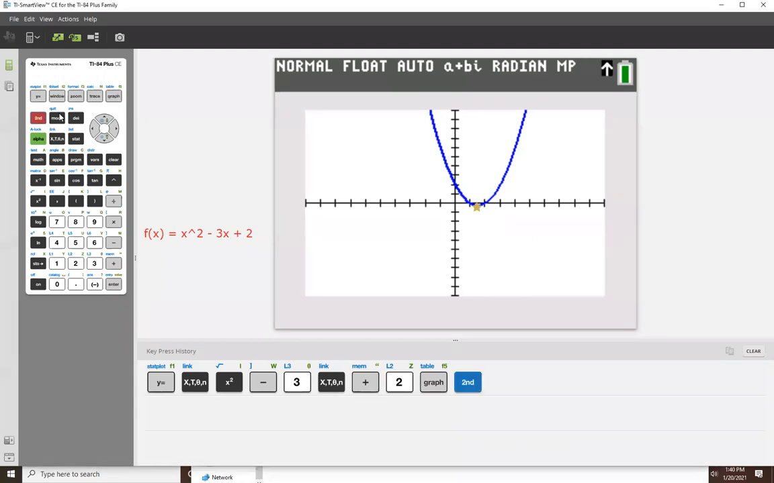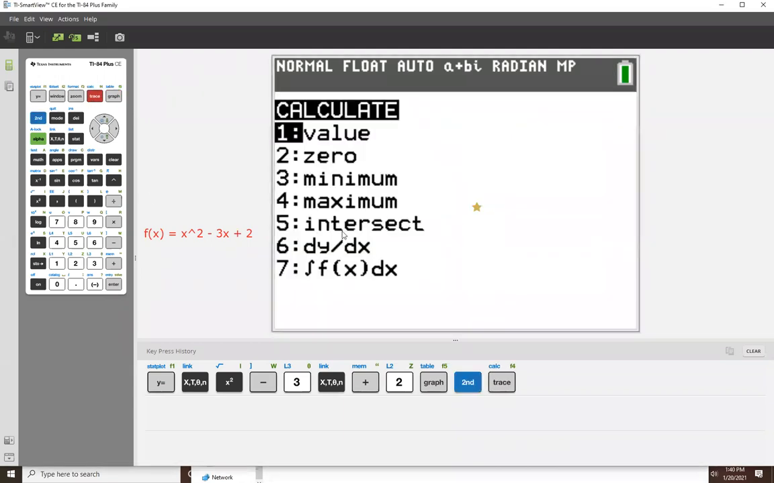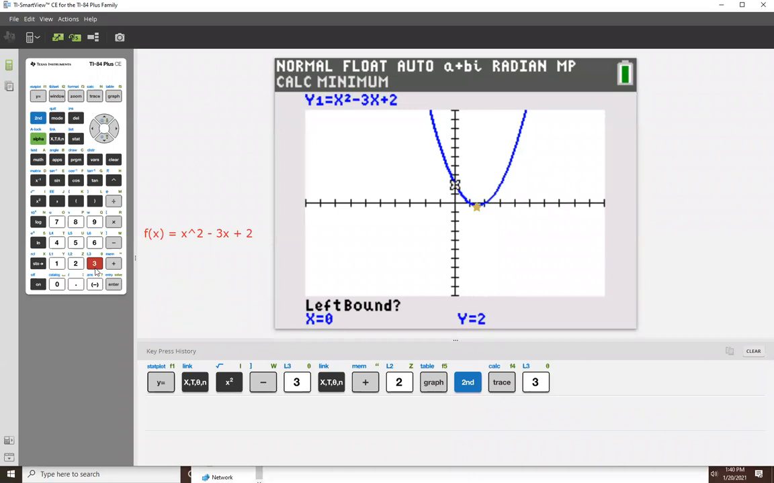So if we go second trace, normally here we go intersect, but that's not what we want here. We want to use either minimum or maximum. Well, the point we're looking for is the minimum point. It's the lowest point. So I'll pick minimum, option 3, and it even says minimum up there. Now it's going to ask me 3 questions. It says, what is your left bound? Well, I need to just make sure my cursor is to the left of the point I'm looking for. On this one, it already is. So I'll hit enter.